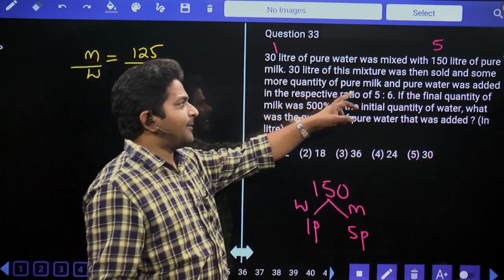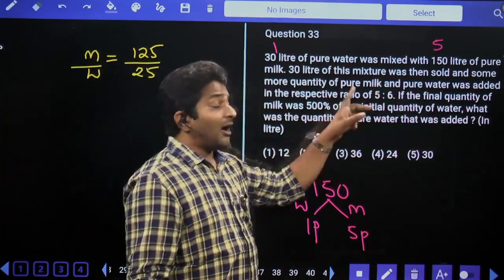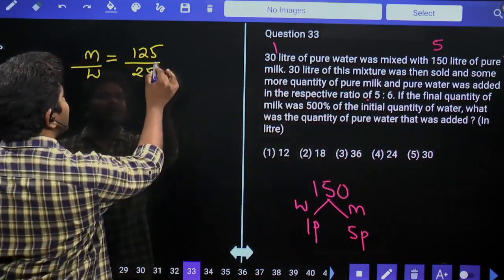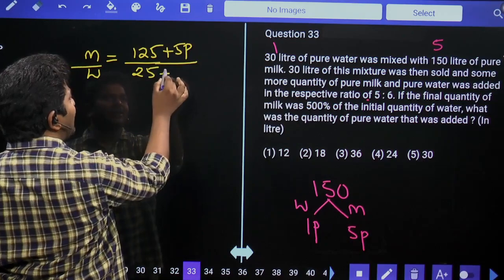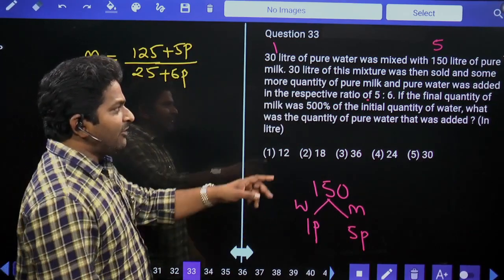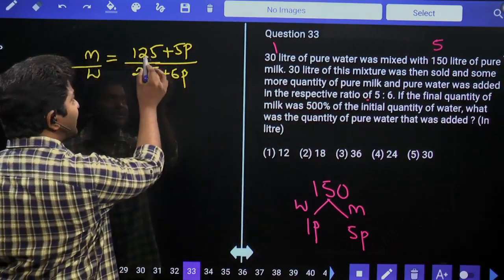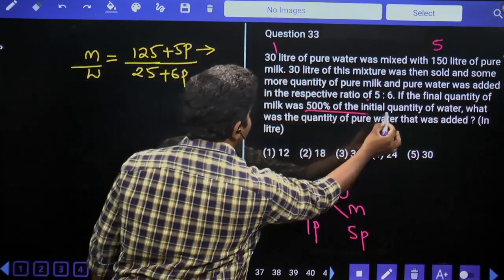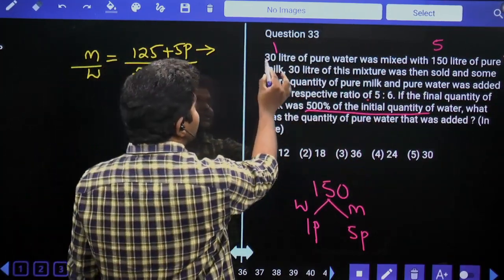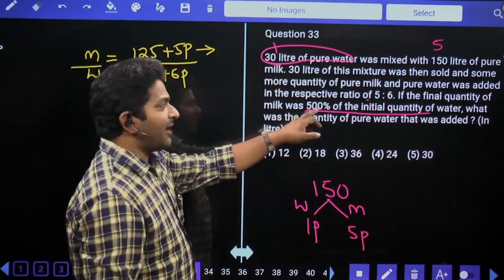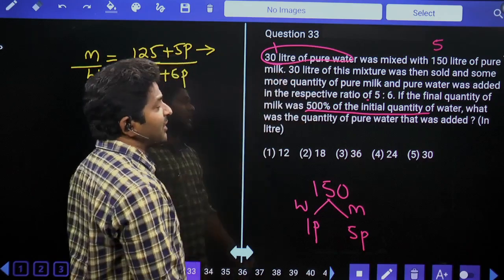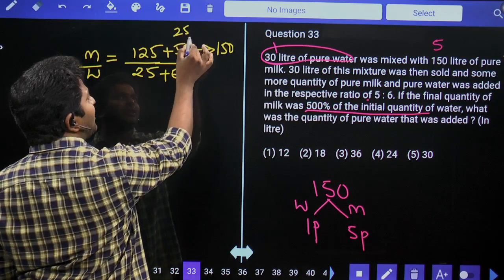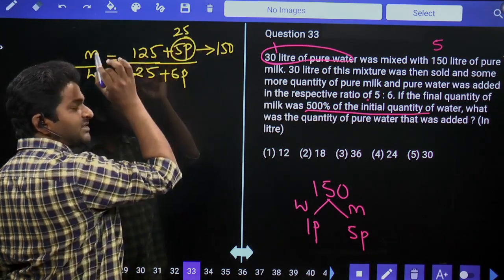Now, to this we are adding milk and water. Order is important. Hence I am writing in the same order, milk and water. 5:6. That means to this we are adding 5 parts of milk and 6 parts of water. The final quantity of milk, in the sense 125 plus 5 parts, is equal to 500% of the initial quantity of water. Initial quantity of water is 30 liters. 500% in the sense 5 times. 5 times of 30 is equal to 150. 125 plus 25 only will give you 150. That means 5 parts is equal to 25.